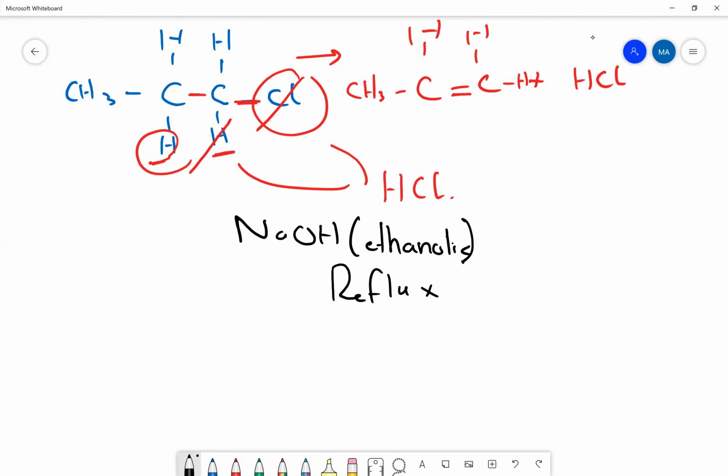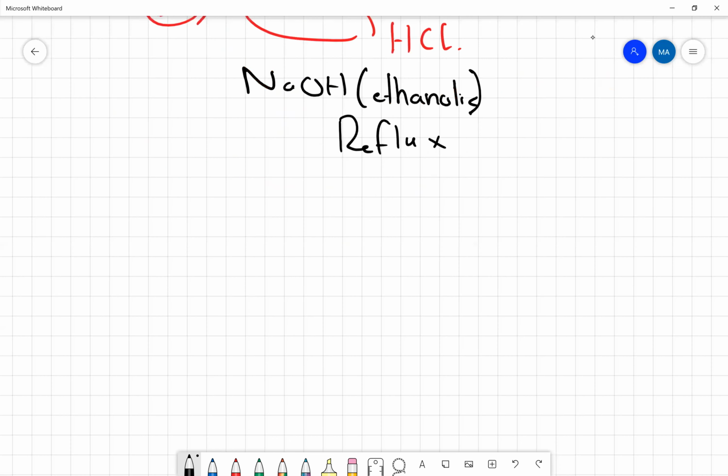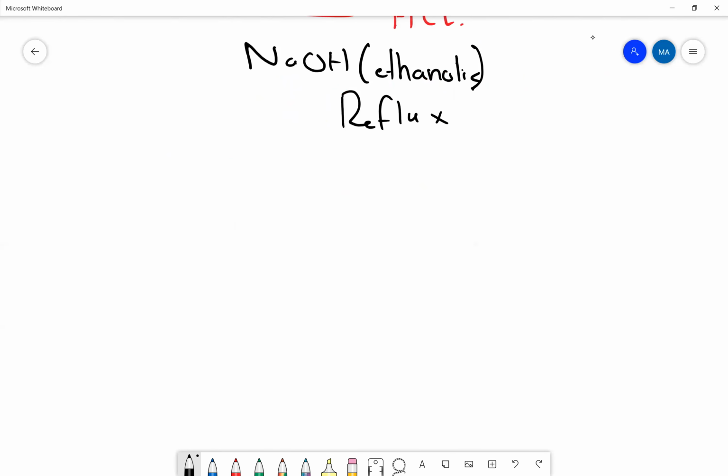You will be asked about these questions most of the time in the MCQs: when do you use ethanolic NaOH and when do you use aqueous NaOH? You should know that aqueous NaOH is used for nucleophilic substitutions, whereas ethanolic NaOH is used for elimination reactions, along with reflux. Reflux is common for both of these reactions. That is it. I'll give you a few questions to practice these eliminations after this lecture.